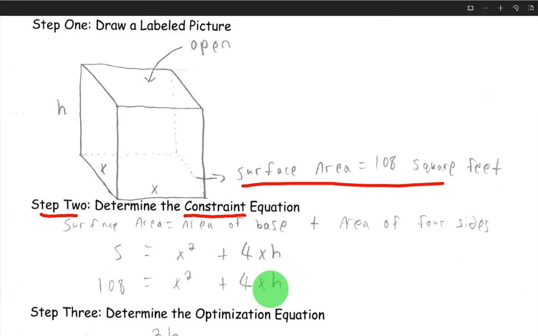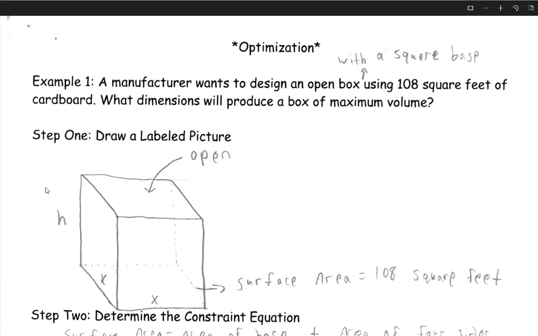Another way to think about the constraint equation is it will not involve what you're optimizing. So you might be thinking, okay, what are we optimizing? Well, if you read the question, it says that we want to make the box with the maximum volume. Since that superlative, maximum or greatest, is attached to volume, that will be our optimization equation. So the other figure they gave you, the square footage figure, must be your constraint equation.